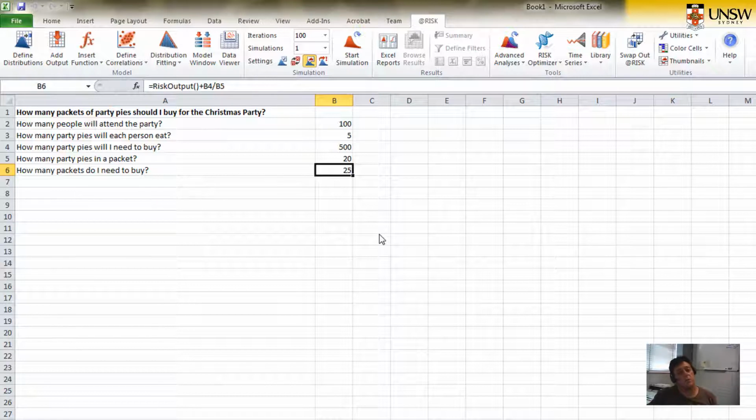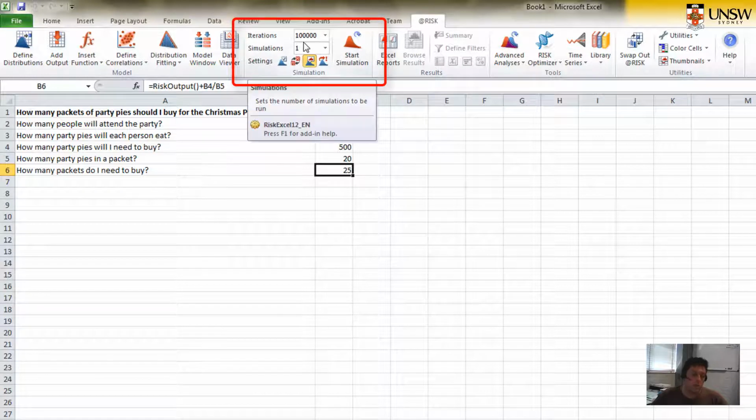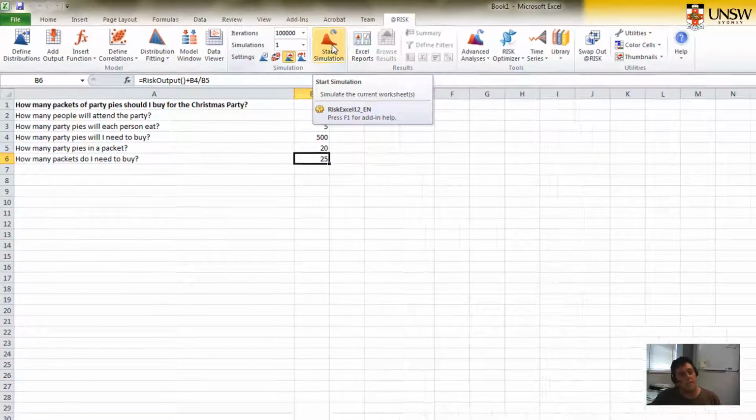Okay, so to run the Monte Carlo simulation, one of the important things I'll need to think about is the number of iterations of that Monte Carlo simulation. So you'll find that up here. And there are various default values. Why not go all the way and choose 100,000 iterations? Nothing lost, it doesn't take that long to run. So we'll choose 100,000 iterations, and then we simply press Start Simulation, and that simulation will begin.